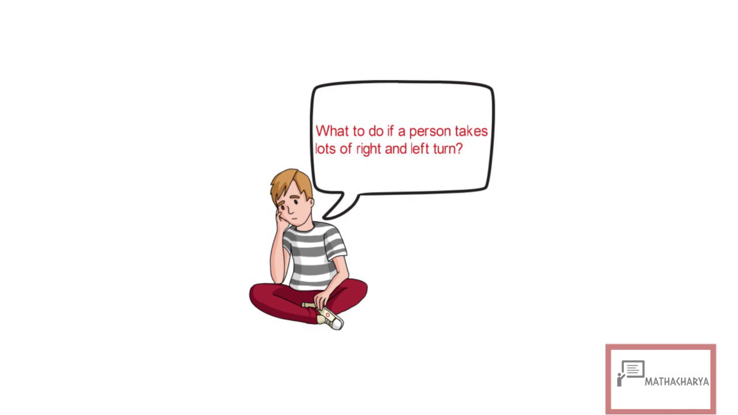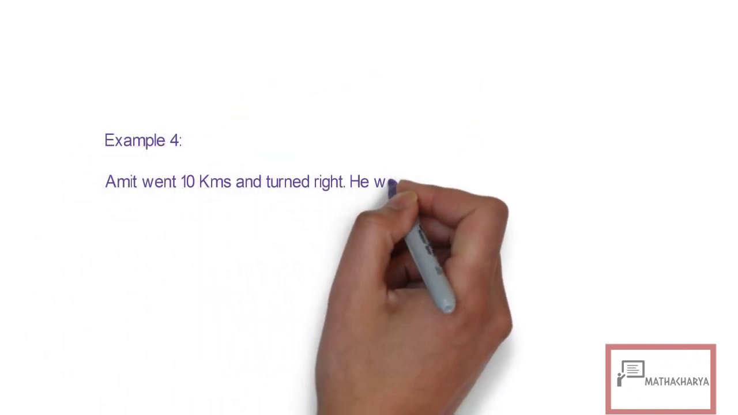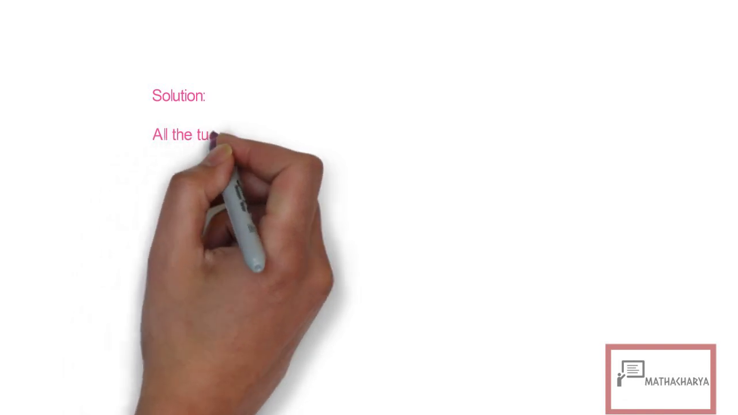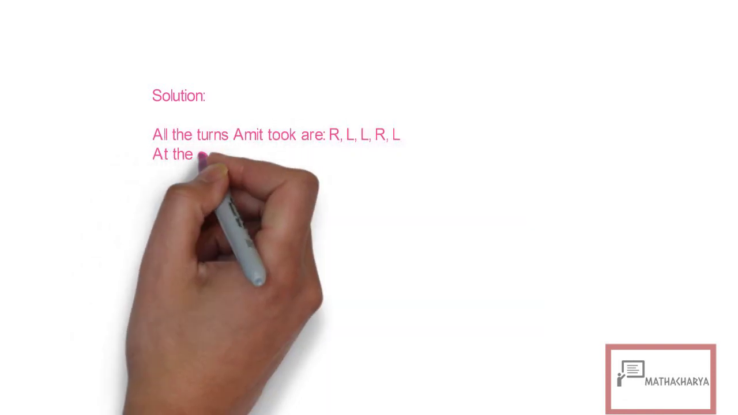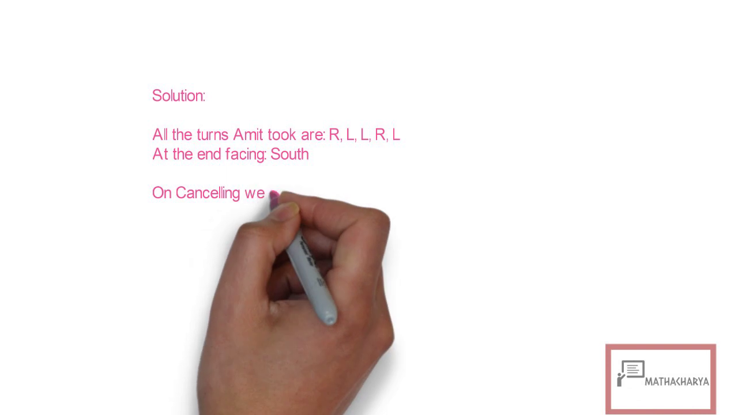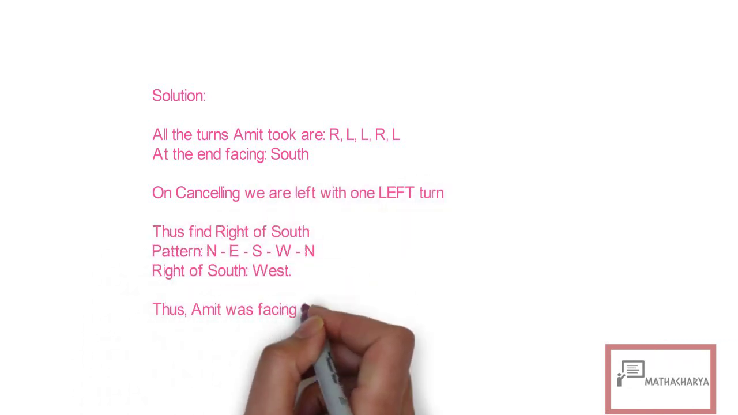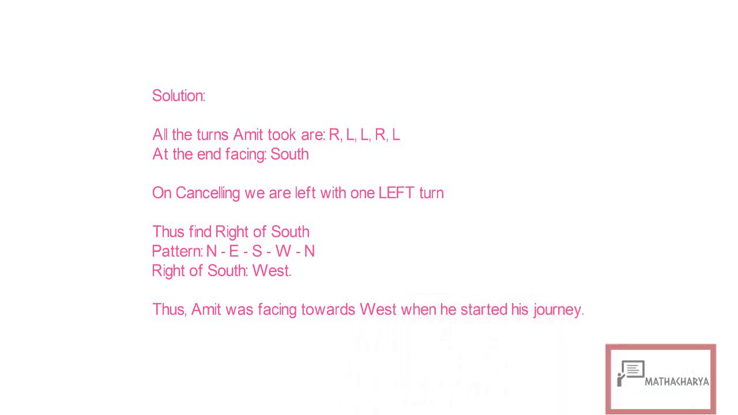These were the simple questions, but there can be more complicated questions which will include a lot of right and left turns. Let's look at an example. The question on our screen says that Amit is taking a lot of right and left turns and is finally facing south. We have to find the direction from which he started his journey. To solve such questions, we will write all the turns that Amit took, that is right, left, left, right, left, and is facing south on his last turn.